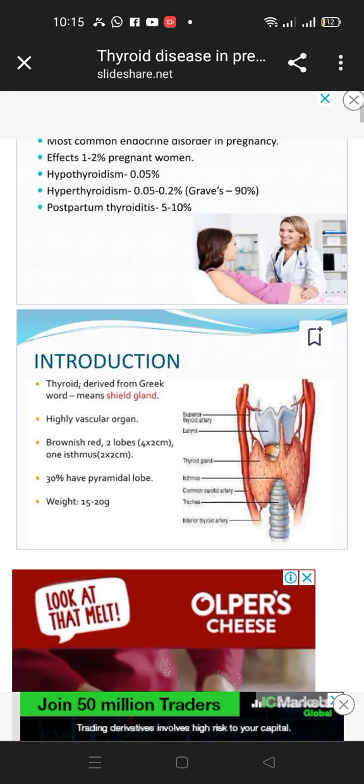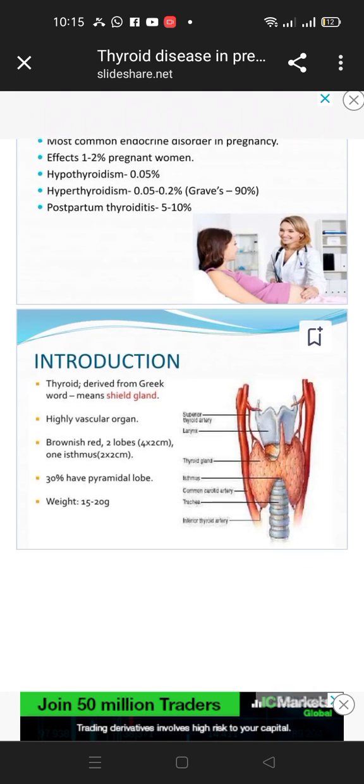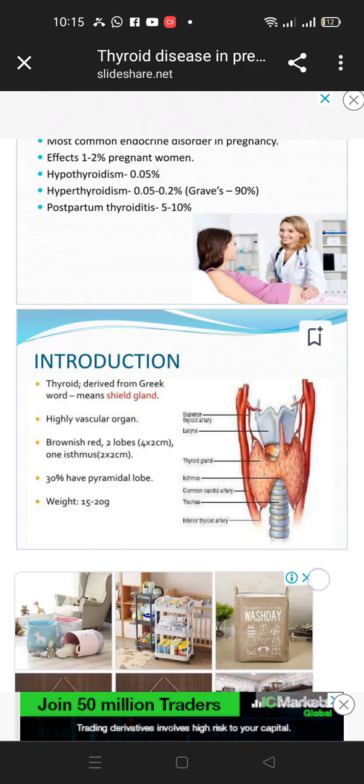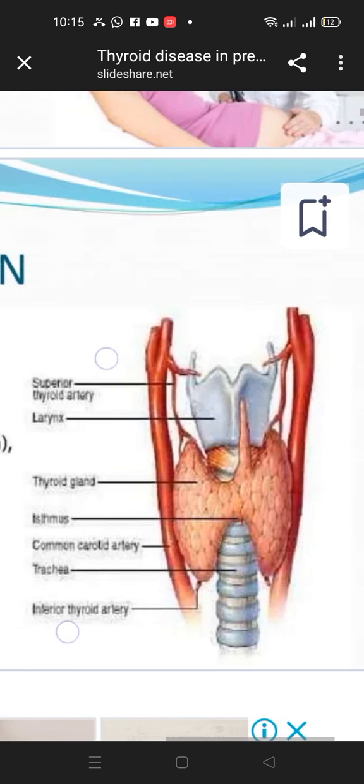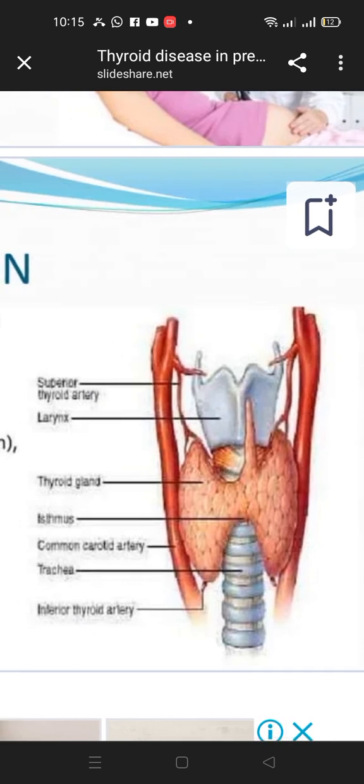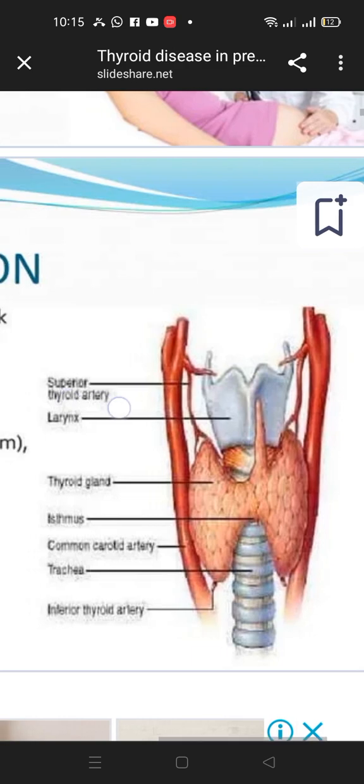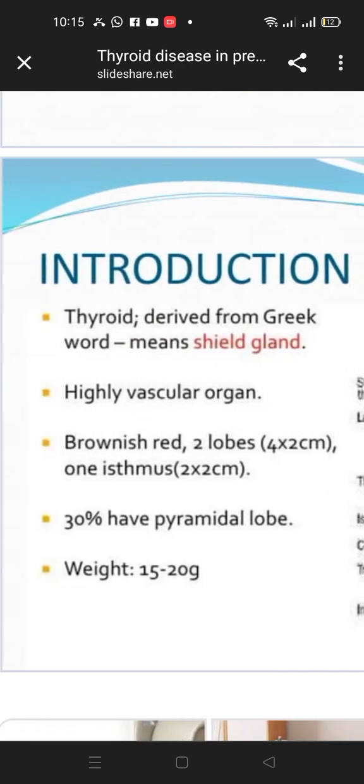So, now coming towards the introduction, the thyroid gland basically has two lobes. So you see here it comprises two lobes, and the central isthmus is the part, and basically this weighs about normally 15 to 20 grams.